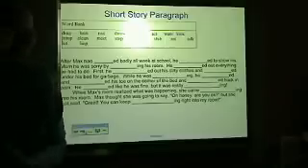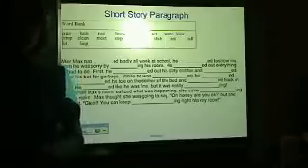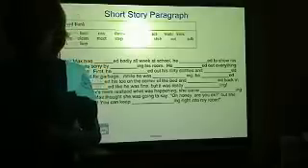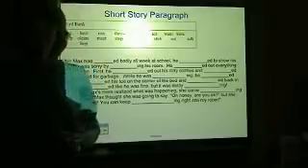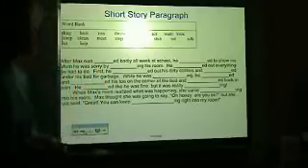Students who finish early can read the paragraph to each other, giving them an opportunity for some fluency practice, and making sure that when they read it out loud, it does make sense.